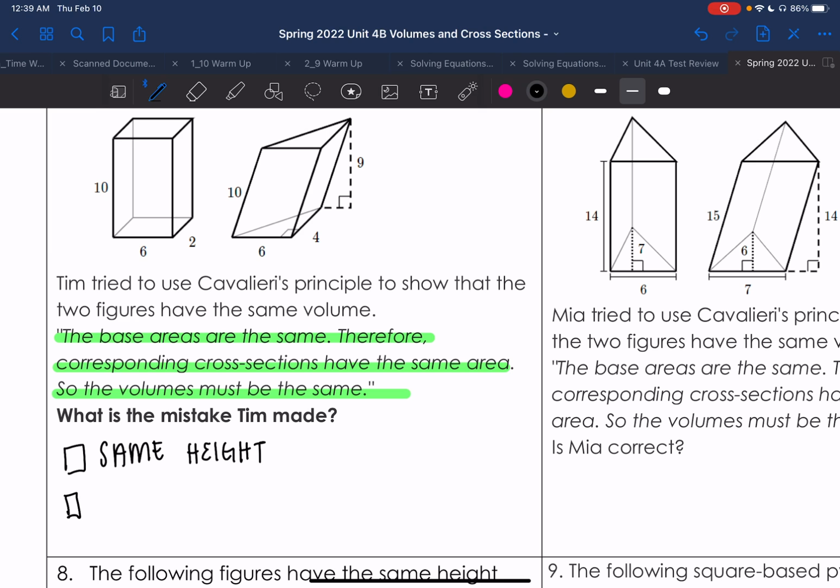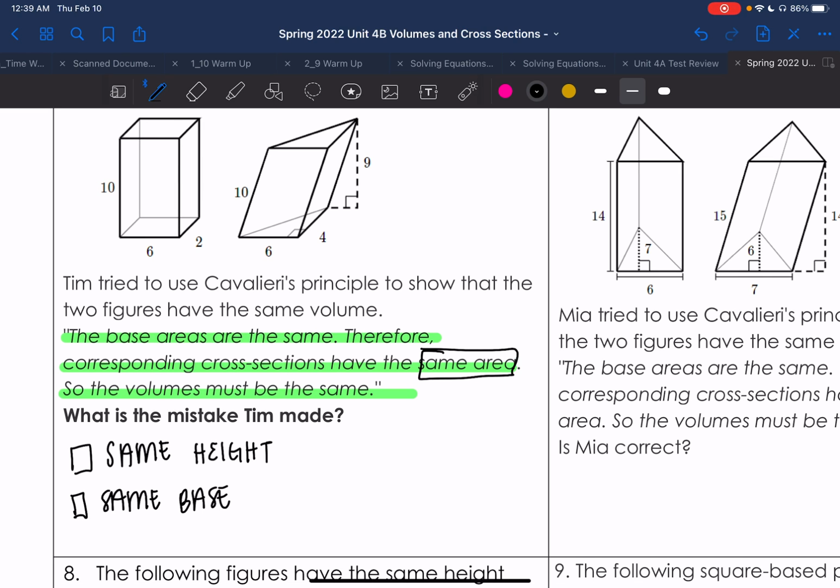and that they have the same base area. So in Tim's explanation, he mentioned something about the base area. They said they have the same area, and then jumped straight into, okay, same base area, we can check that off the list. And then he jumps straight into, okay, yeah, they have the same area, so we can use Cavalieri's principle. The volumes are the same. But again, you have to prove both properties. So Tim's mistake is that he did not establish they have the same height.